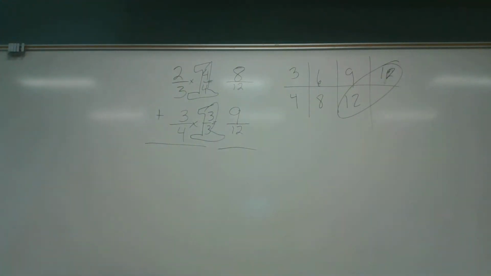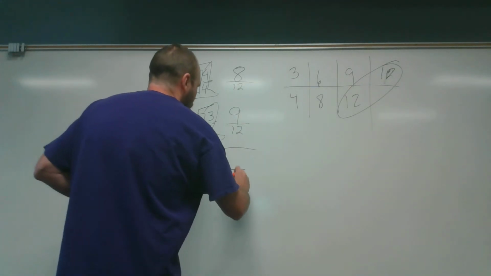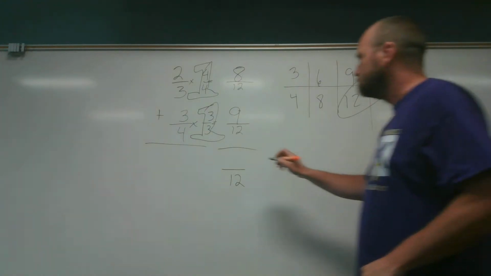Now, Jaron, what do we do next? We can't simplify yet. Oh, I mean add. So when you add 8/12 plus 9/12, what do you get, Jaron? 17 over 12.